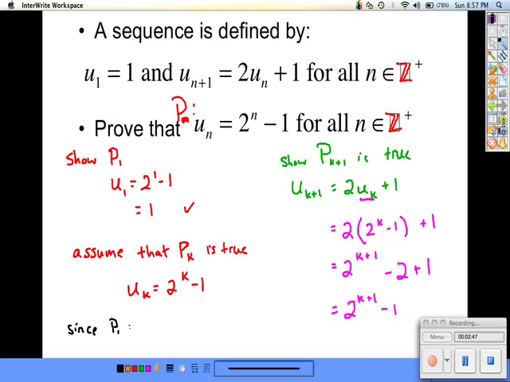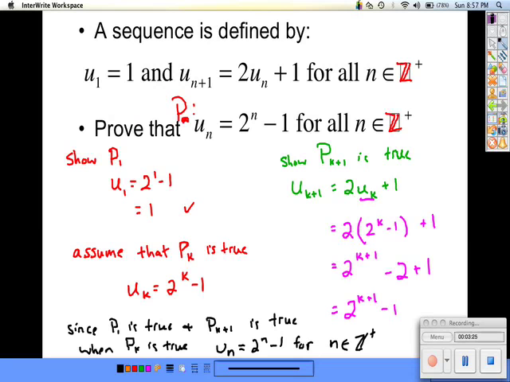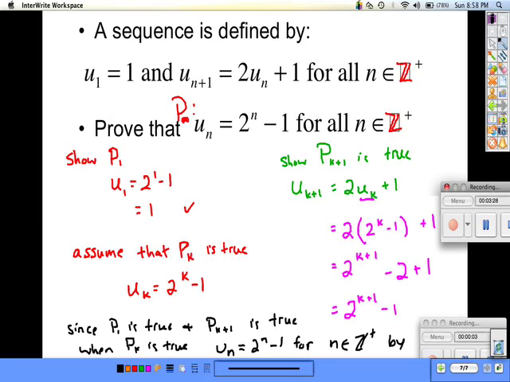So we can say since P1 is true and P sub k plus 1 is true when P sub k is true, u sub n does equal 2 to the n minus 1 for n in the positive integers, by the principle of mathematical induction.